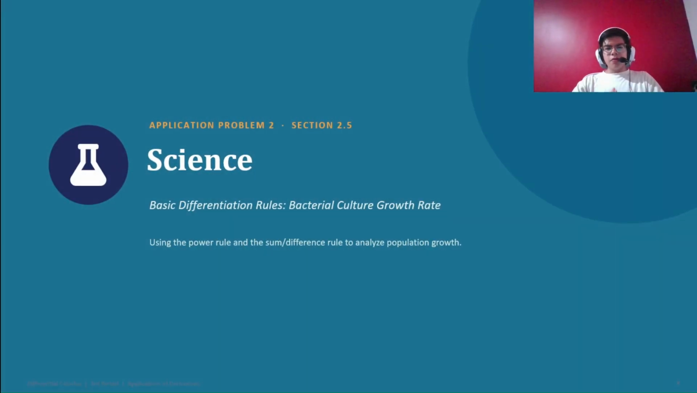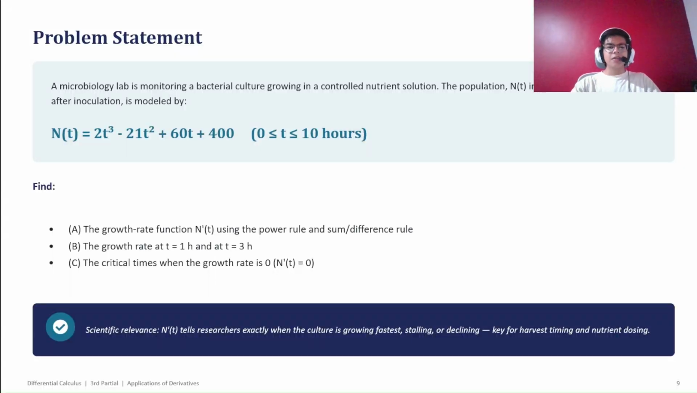Well, we have the problem of science, basic differentiation rules, material culture rate, bacterial. We are going to see bacterial. Problem mistake.